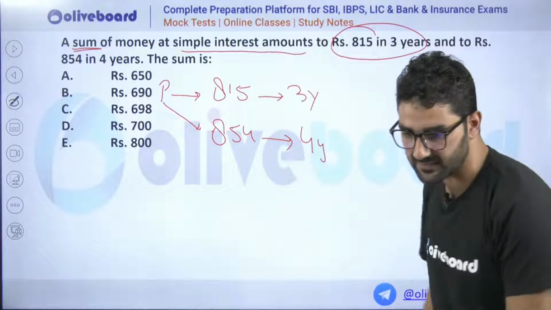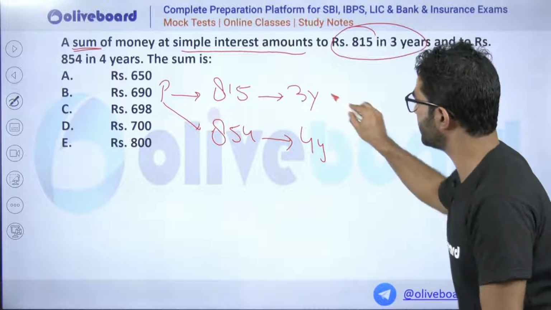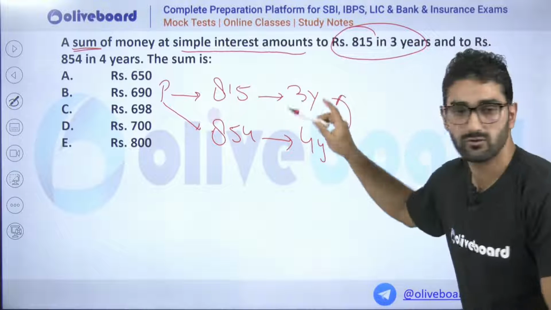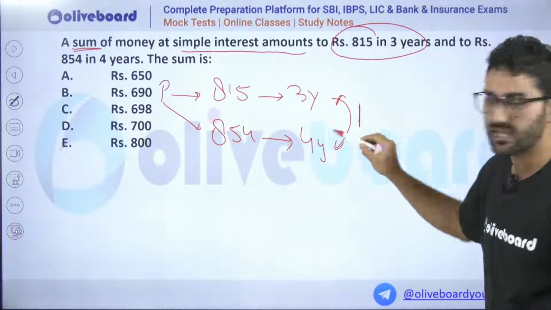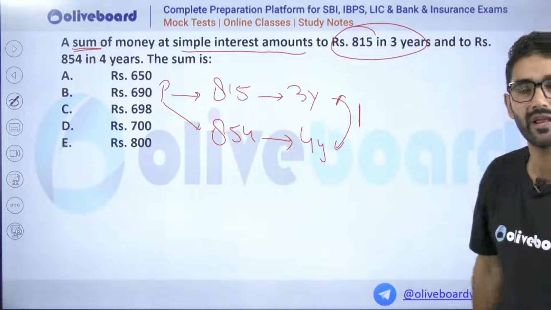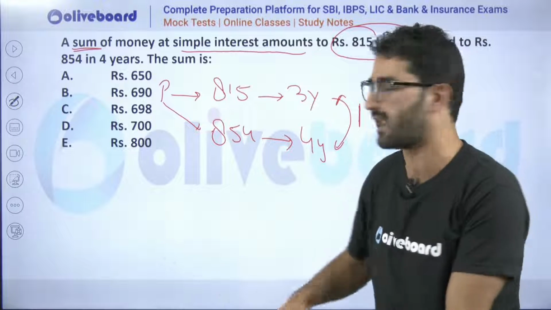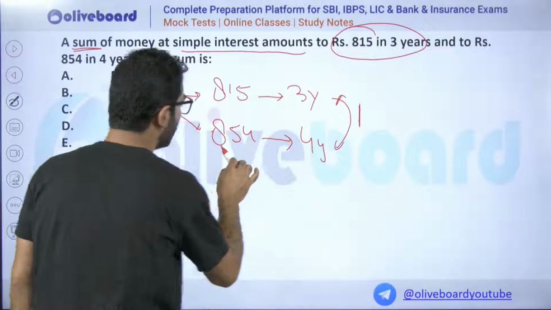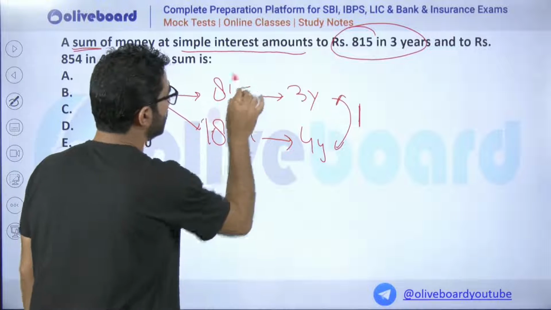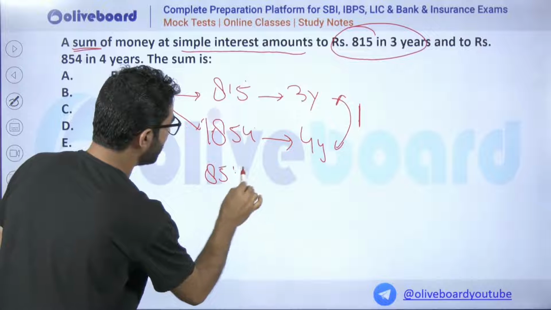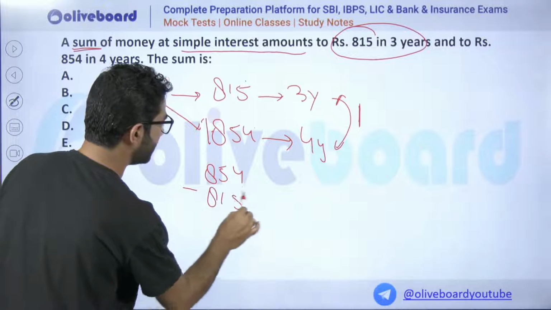Yes, Pragati, it is option C. So there is a difference, that is 1 year. From 3 years to 4 years, there will be simple interest of 1 year. And one more thing is that simple interest always remains the same for every year. So this concept I am using: if I take the difference, 854 minus 815, how much will it be?